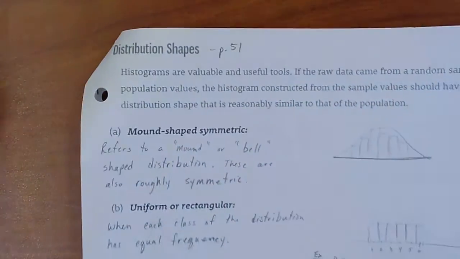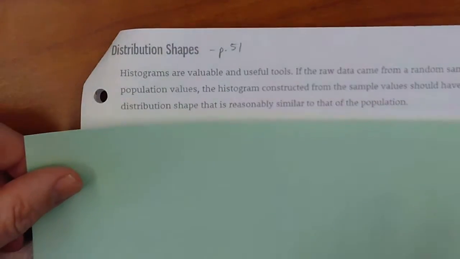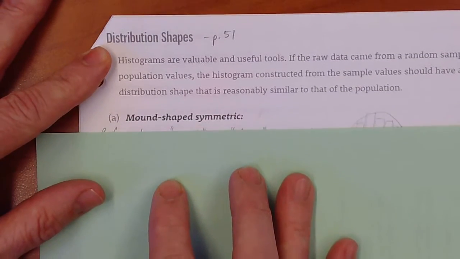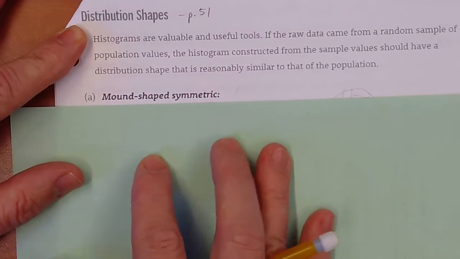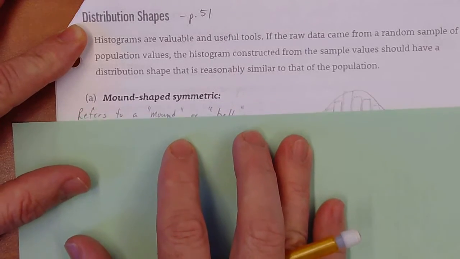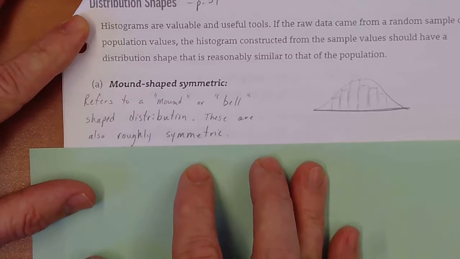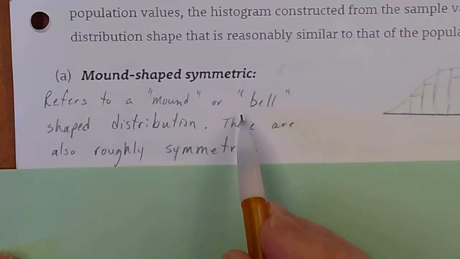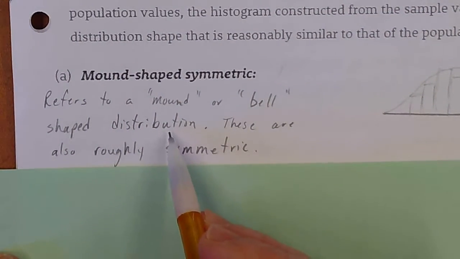If you're home, you might want to do a quick read ahead of time if that helps you learn. But here we go. Let me explain these distribution shapes. Let's start with mound shapes. I want you to write this description down. Zoom in a little bit. This refers to a mound or bell-shaped distribution.